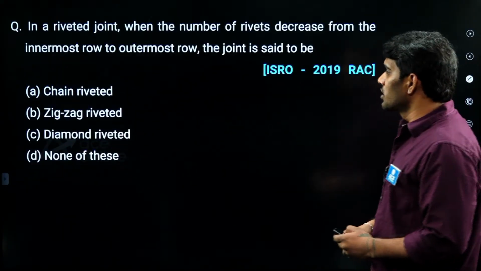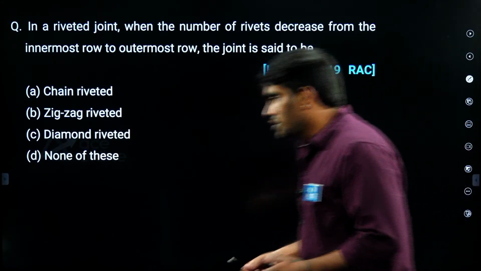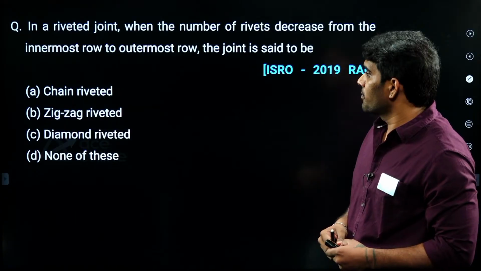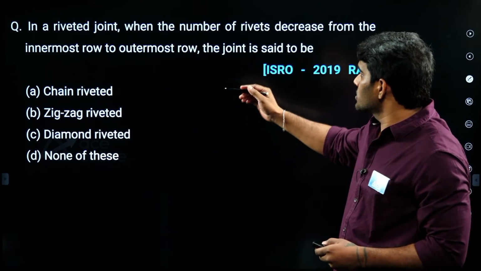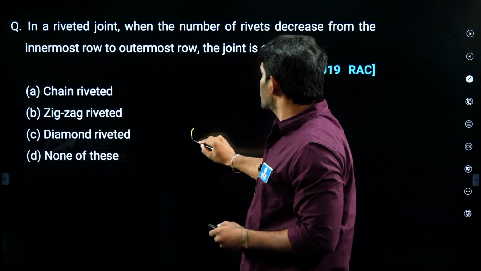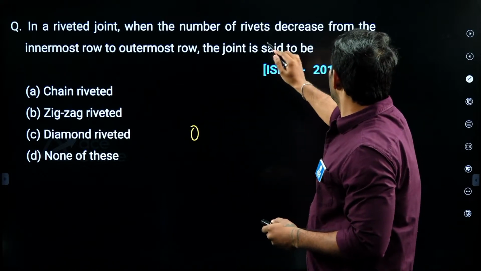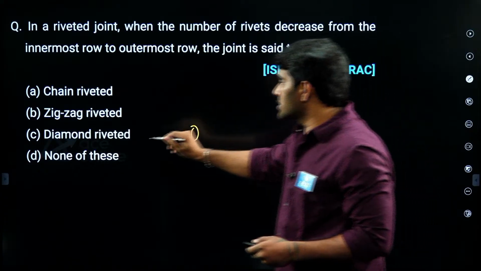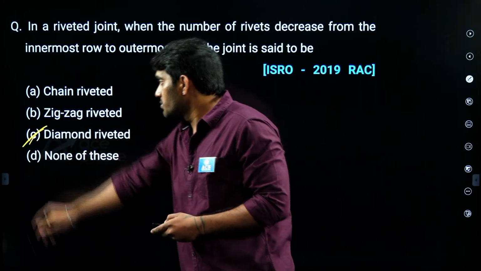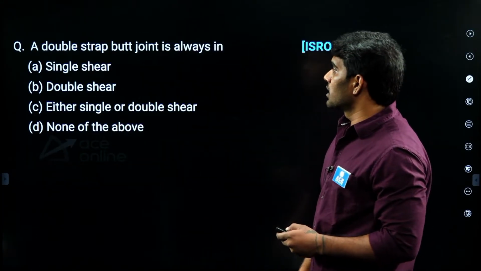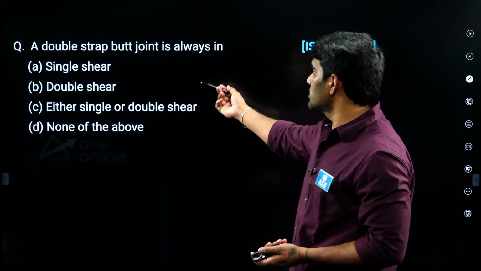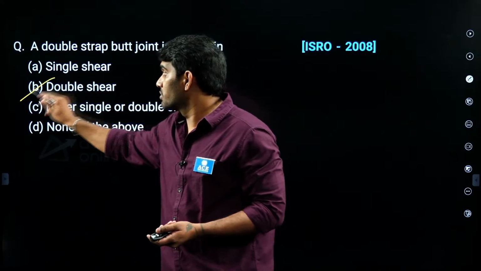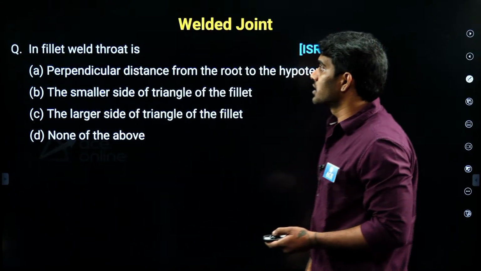Moving ahead. Very few questions are left over now, so let's conclude this session. Here you can notice, if from the innermost row to the outermost row the number of rivets is increasing or decreasing, such an arrangement is called diamond riveting. In case of double strap, we have already seen that it is double shear. It is not single shear.